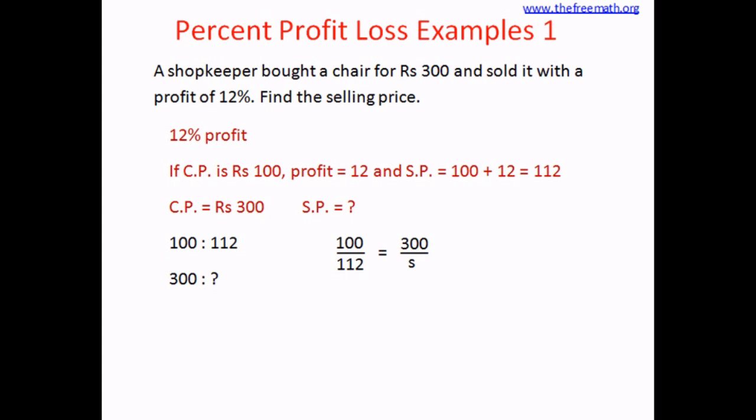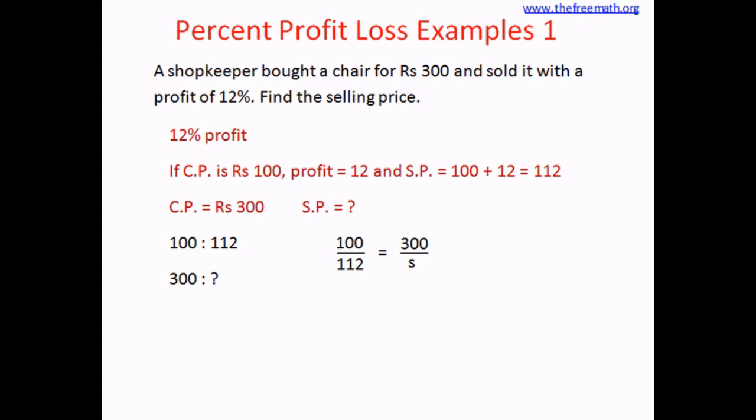Now we know that these two are equivalent fractions. And if you look at the numerators, you can see that the second numerator, 300, is 3 times 100. That means the denominator should also be 3 times the first denominator. That means S equals 112 multiplied by 3. Whatever the product is, that is the value of S. This is how you can solve it.